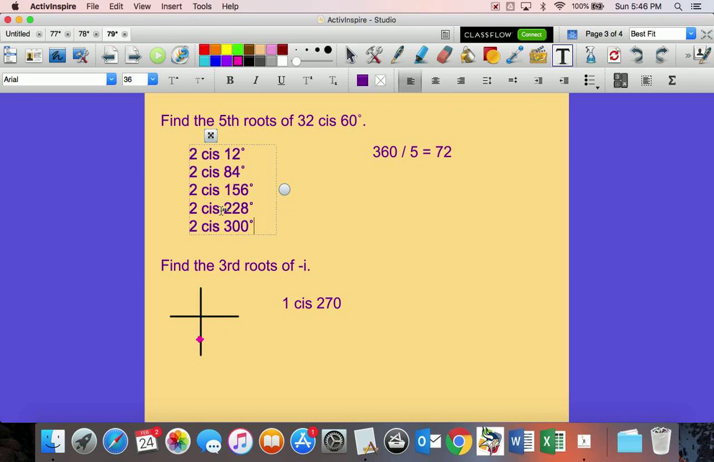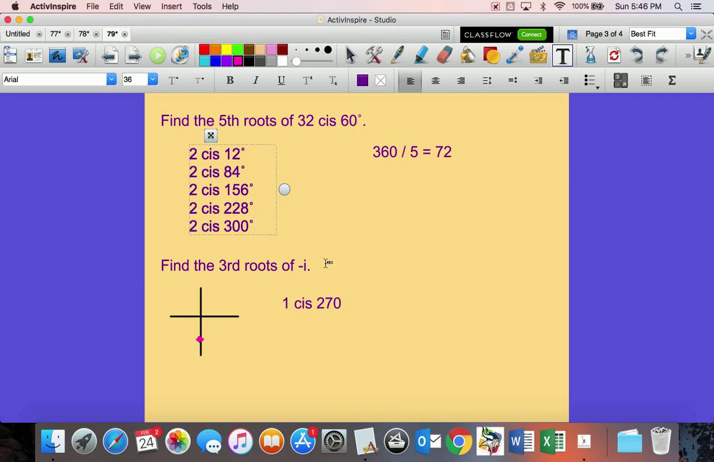Now, one way that I like to check this just to make sure: I'm going to add another 72 to this 300, and I would end up with 372 degrees. If we subtract out an entire circle, 372 minus 360, we end up back at the original. That should always happen. So we're back to a 12 there, so we're good. There are our 5 fifth roots of this 32 CIS of 60.